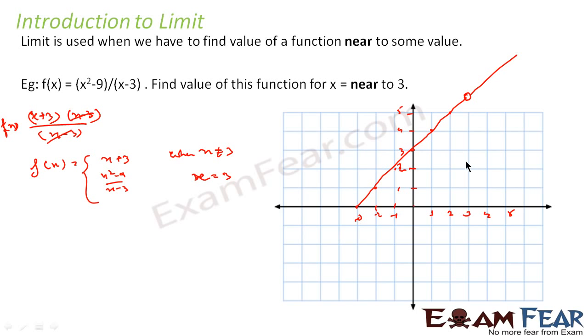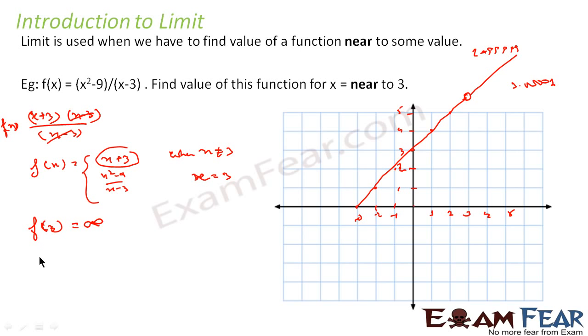So here if you see, at x is equal to 3, this value is not defined. So the value of f(x), that is f(3), is nothing but not defined. But if I want to find the value very near to 3, that is 2.99999 or 3.00001, here the value at 2.9999 is not infinity. Also the value at 3.0001 is not infinity, because in that case we can use this equation x plus 3.